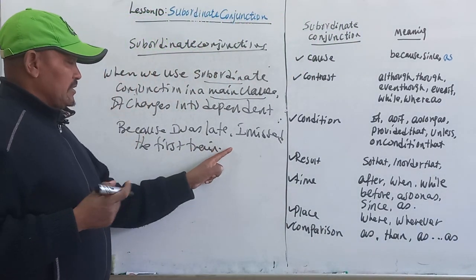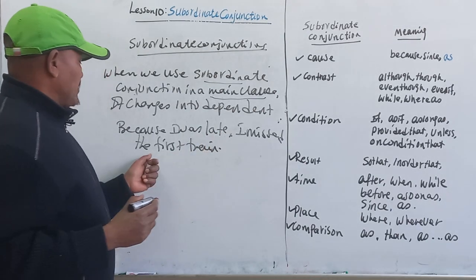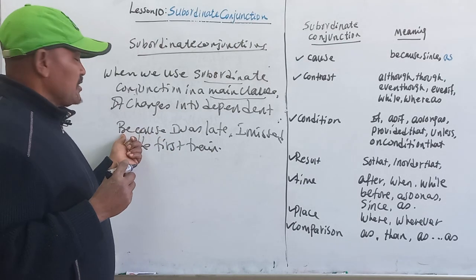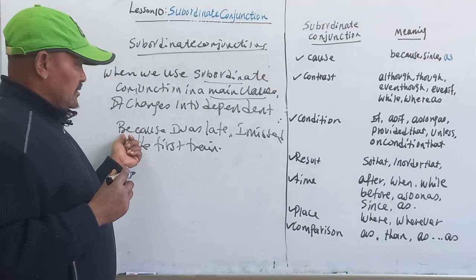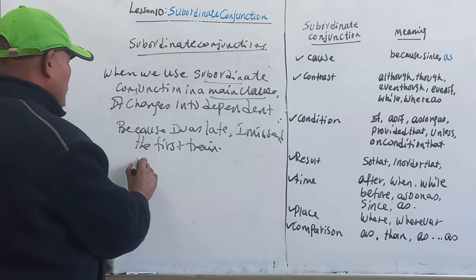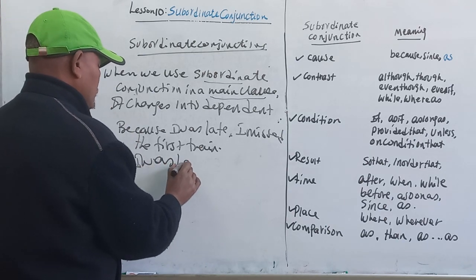Because I was late, comma, I missed the first train. This is called subordinate conjunction. Is the reason here? Because I was late, I missed the first train. Let's come please. I was late.